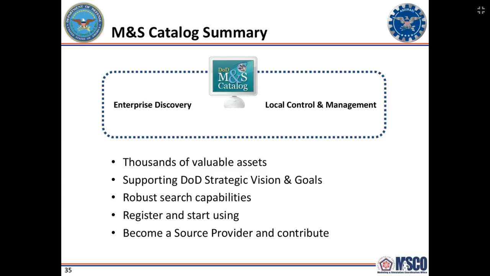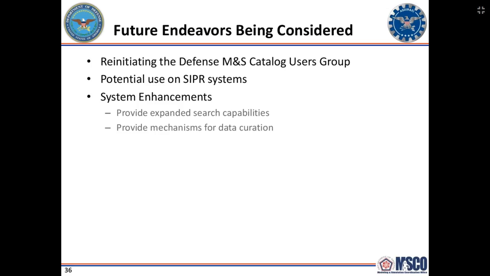Now, if you're like me, you might wonder, well, what's in the plans for the catalog and EMBR moving forward? Well, DMSCO is focusing on enhancing your experience as an EMBR and M&S Catalog user in several ways. And one important way is reviving the Catalog Users Group in 2018. This group will be open to all M&S practitioners and stakeholders and will provide a channel through which you can communicate to DMSCO your wants and wishes for additional features and functions in the future.